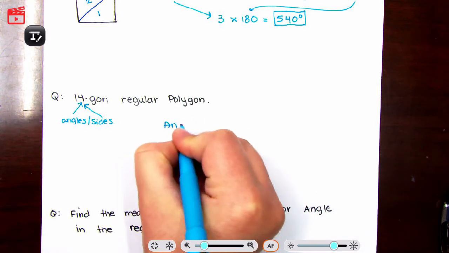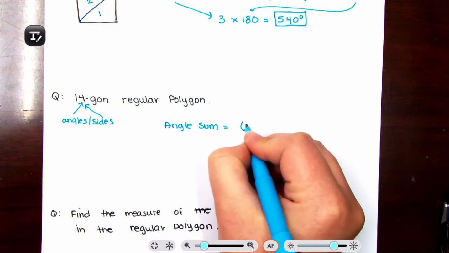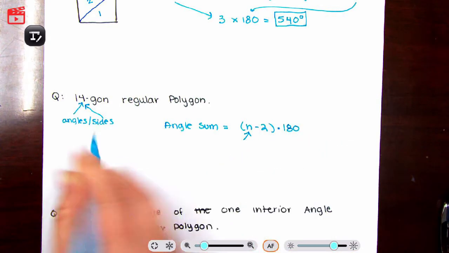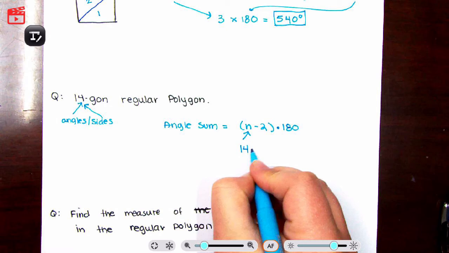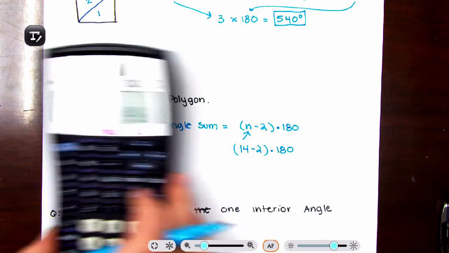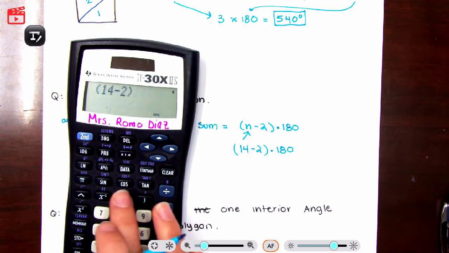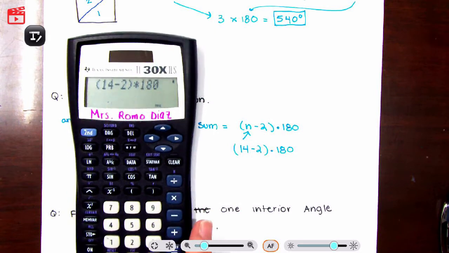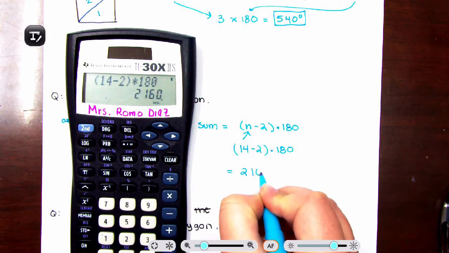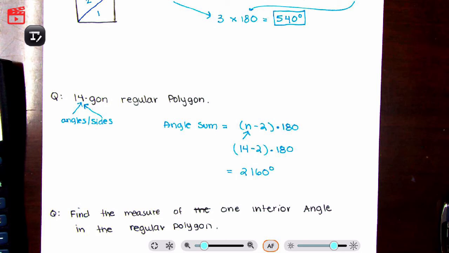So angle sum is equal to n minus 2 times 180. N is your angles, so we're typing in 14 minus 2 times 180. Now, if you want to do 14 minus 2 in your head, you can. I don't want to. I want the calculator to do all of the thinking for me. So I'm just going to type this in exactly how I see it here. I'm going to press enter once, and that gives me 2,160 degrees for the total sum of the angles in this polygon.